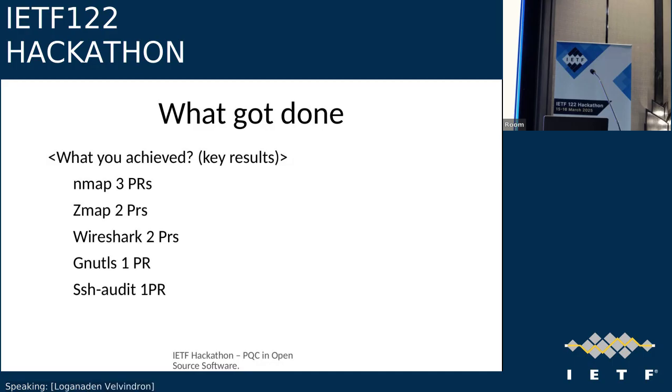Both one was already merged, and then from SSH Audit, 1 PR. For Wireshark, it's an interesting story. There was this discussion about whether to have MLKEM in the ordering before and then have X25519 after. So what we did was change this in Wireshark, and then as the discussion moved forward, we switched it back to X25519 MLKEM768 for key exchanges.